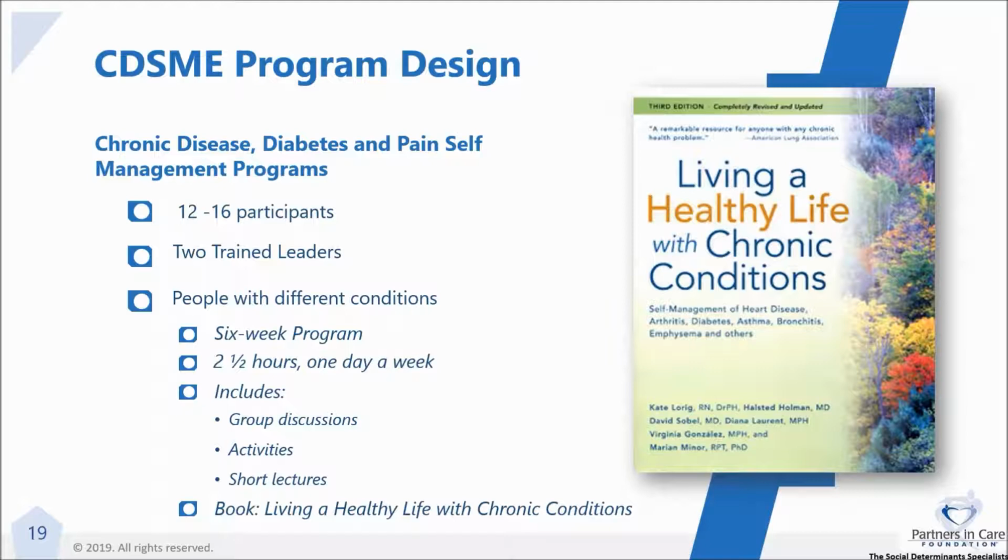They have 12 to 16 participants. They're led by 2 trained leaders, and they're usually lay leaders. There's actually a strong preference that at least one of them also has a chronic condition they're dealing with themselves, so that they can have empathy with the people they're working with and really understand what it is to live with a chronic condition. Each workshop meets for 6 weeks, 2.5 hours a week. It includes group discussions, activities, and short lectures.